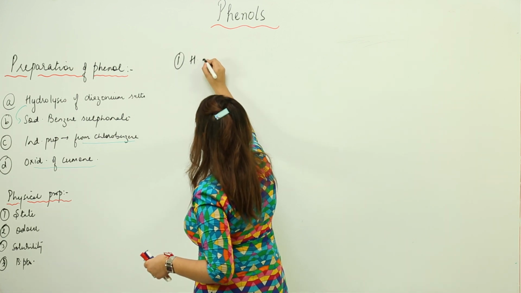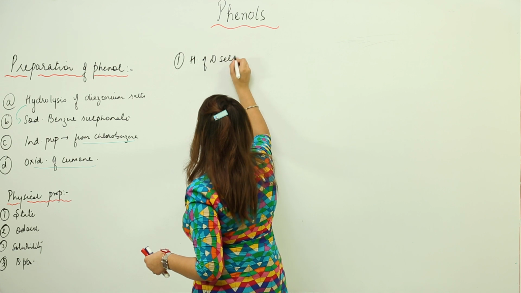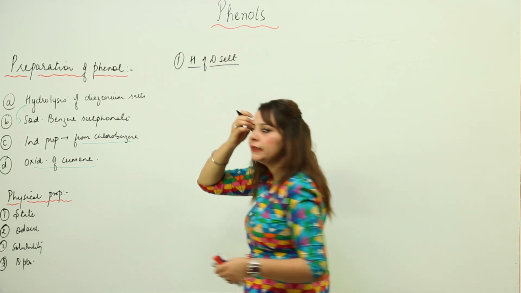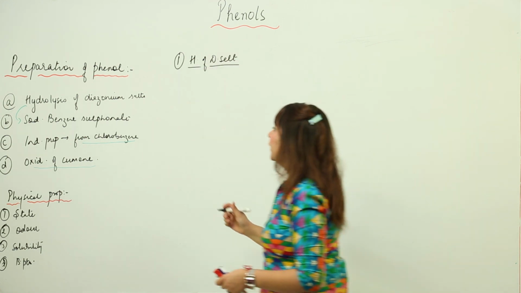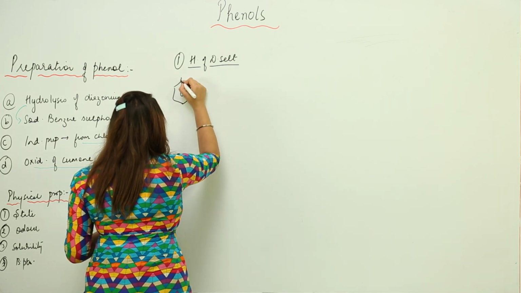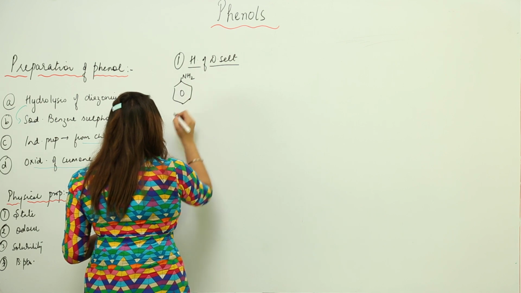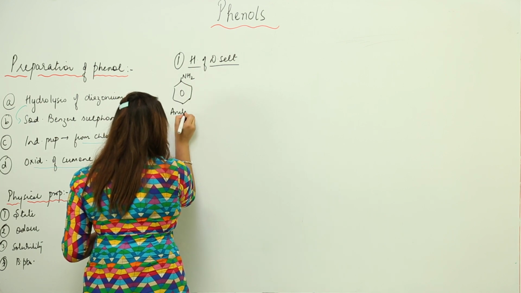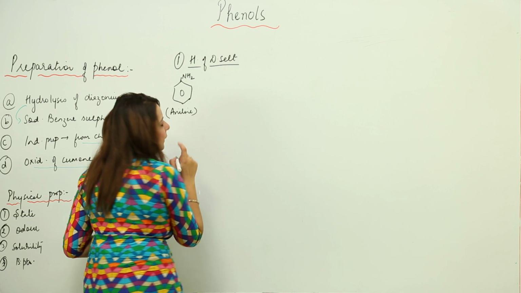That is hydrolysis of diazonium salt. So first of all we need to prepare the diazonium salt. So what is diazonium salt actually? For this we need to take an aniline. What is aniline? Any benzene ring which has the NH2 group attached to it is called aniline.